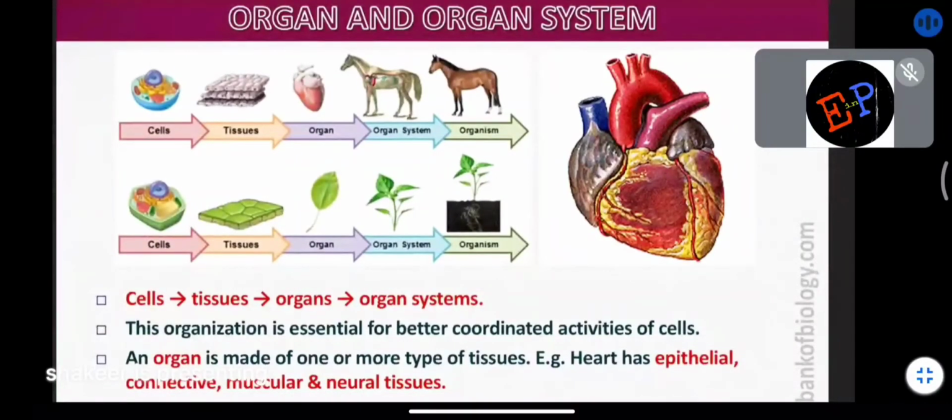And organ systems we have already studied, no, ma? A group of cells is called a tissue, a group of tissues is called an organ, and a group of organs is called an organ system. This organization is essential for better coordinated activities of cells. It means all the functions of the cells are carried out perfectly only because of this type of organization. An organ is made up of one or more types of tissues. This is one important point, ma, here. The heart has epithelial tissues also.